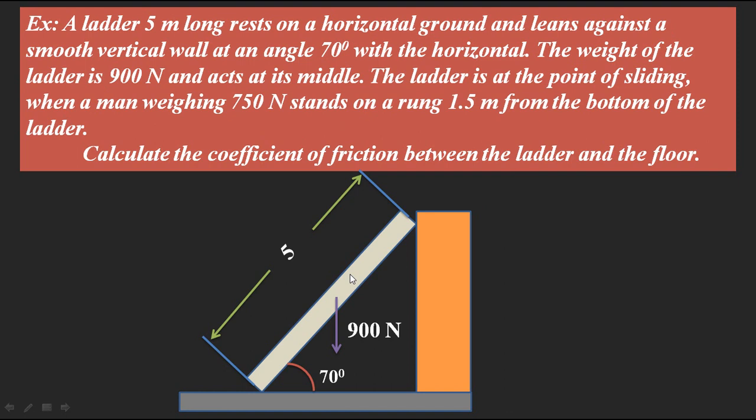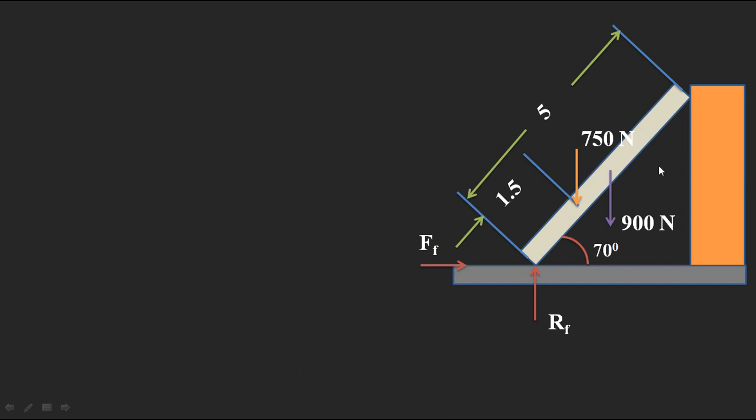The ladder consists of a number of rungs which act like steps to climb over it. So here a man is standing on one of the rungs, weighing 750 newtons, at a distance of 1.5 meters from the bottom of the ladder. So over the ladder at a distance of 1.5 meters, a man is standing with a weight of 750 newtons. And we need to calculate the coefficient of friction between the ladder and the floor. So with this given information we need to find the mu value, the coefficient of friction, with the help of this given data.